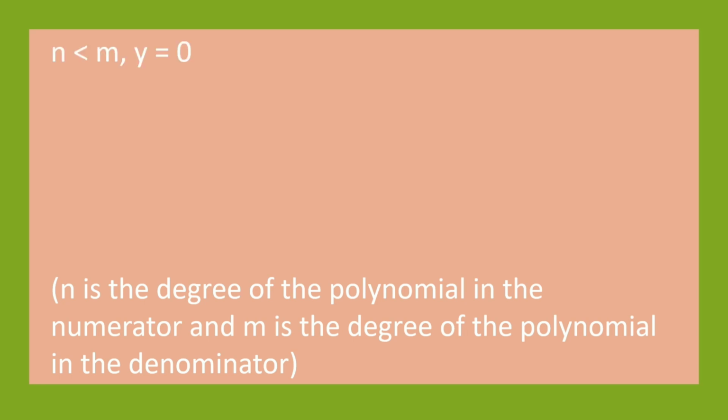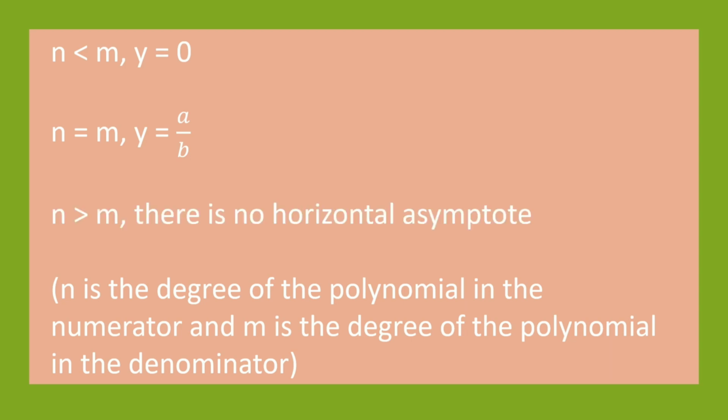So if n is lesser than m, your horizontal asymptote is y is equal to 0. If n is equal to m, the horizontal asymptote would be y is equal to a over b, where a is the leading coefficient of the numerator and b is the leading coefficient of the denominator. When n is greater than m, there is no horizontal asymptote. So take note that the value of the horizontal asymptote would be the restricted value of the range.